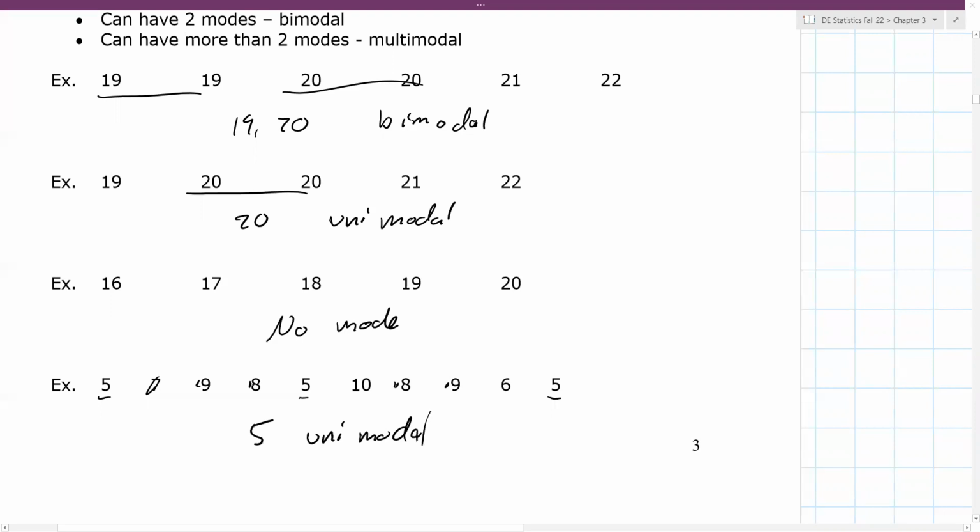Just because the 8 has more than one occurrence, it's not the most common value. That is the 5 with 3, and so they're not special. They don't get a title. Only the most frequently observed data point gets that mode label.